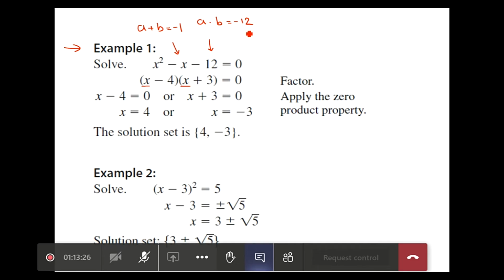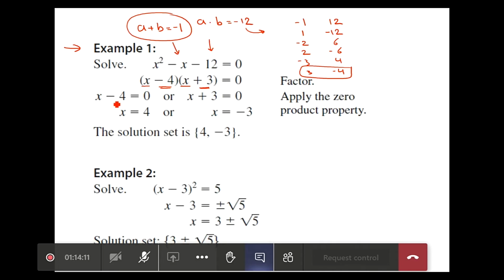Okay, so for this one we have many options: minus 1 multiply 12, or 1 multiply negative 12, or minus 2 multiply 6, 2 multiply negative 6, minus 3 multiply 4, or 3 multiply negative 4. Which one has the addition equal to negative 1? This one only. So put negative 4 and positive 3.